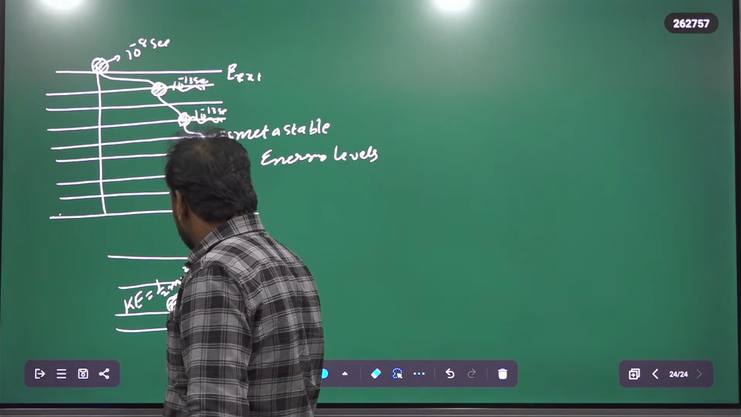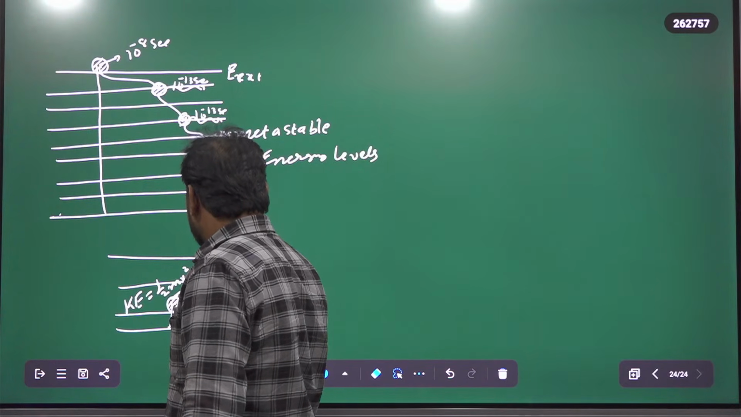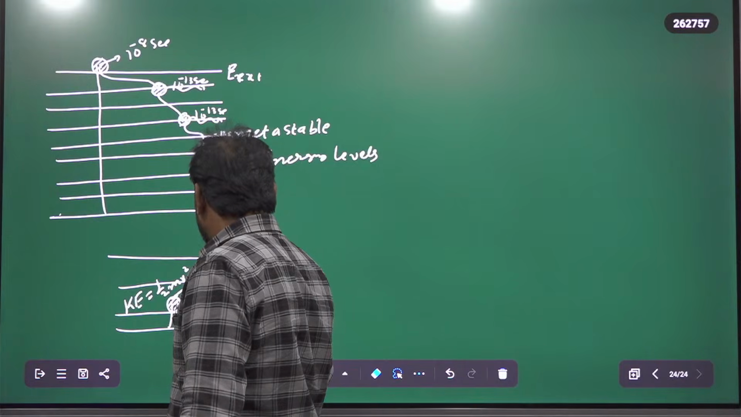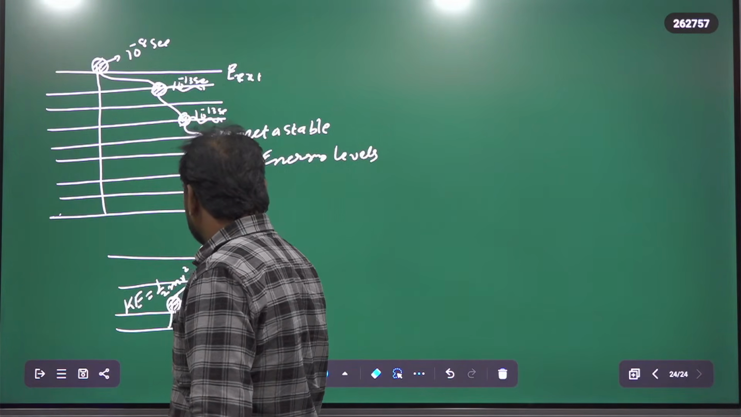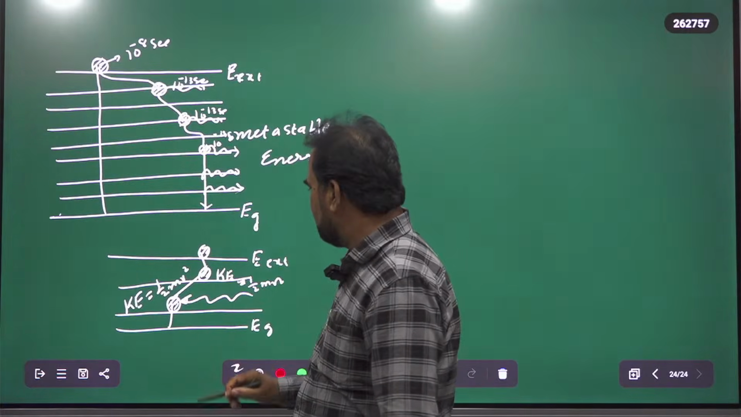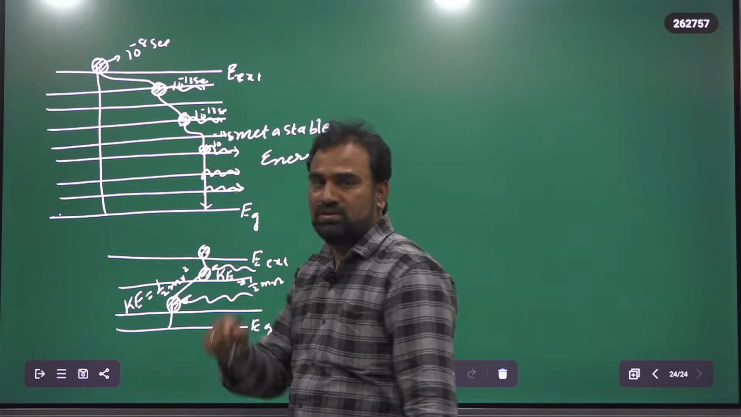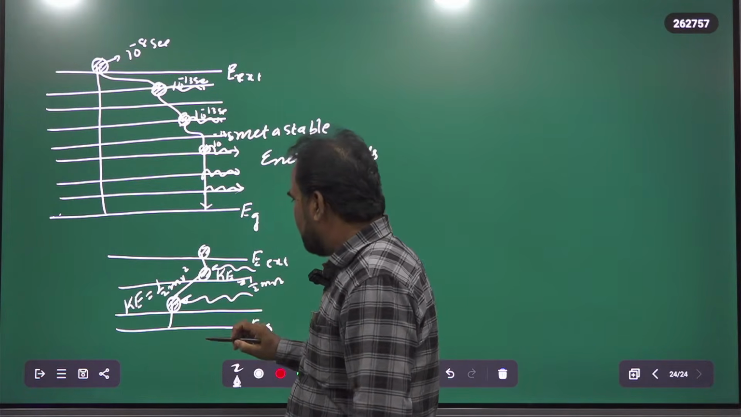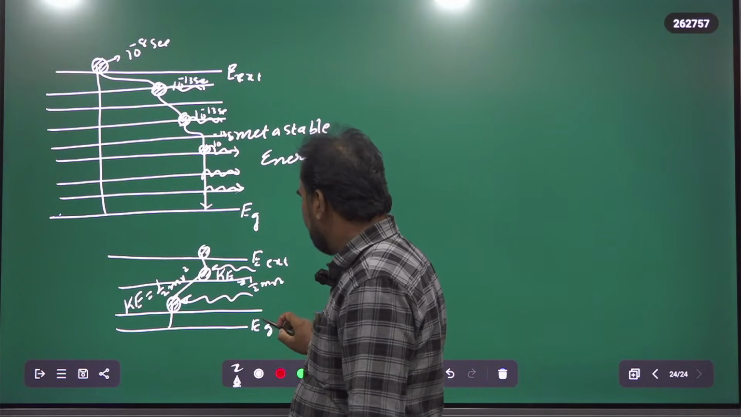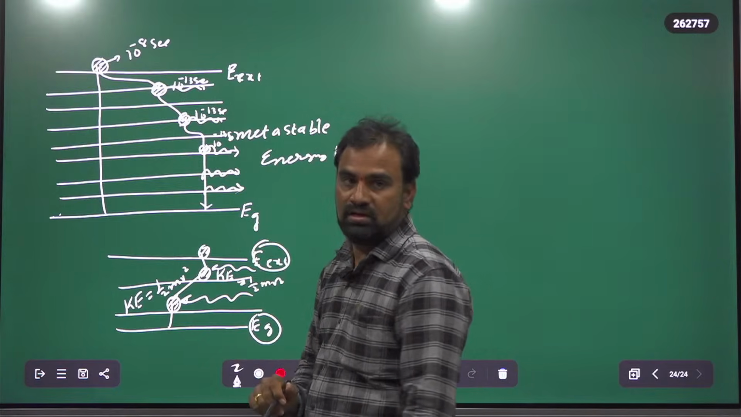Then after that it reaches here. Here also it gets some kinetic energy, K equals half mv square, and then it goes on like this. So in each metastable state, it absorbs some amount of energy. Due to absorption of energy, an electron takes the transition from the ground state energy level to the excited energy levels.